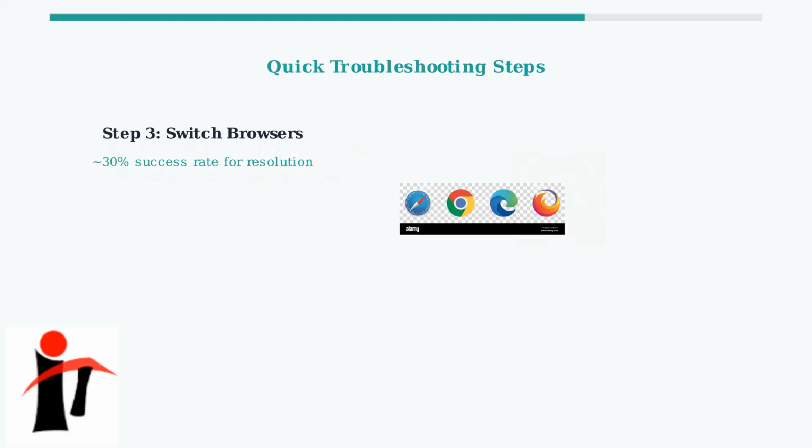Try Chrome, Firefox, Safari, or Edge. Browser compatibility issues account for about 30% of resolution successes, with different browsers handling Claude's interface differently.